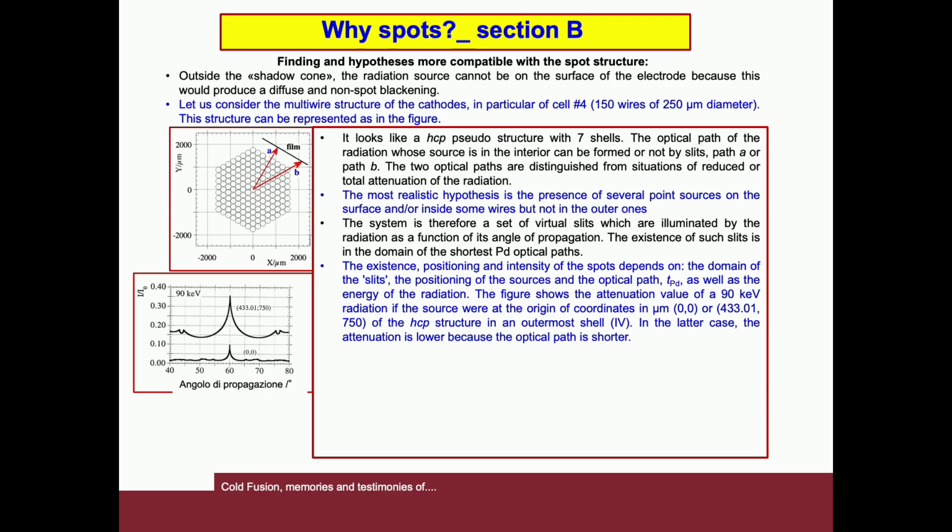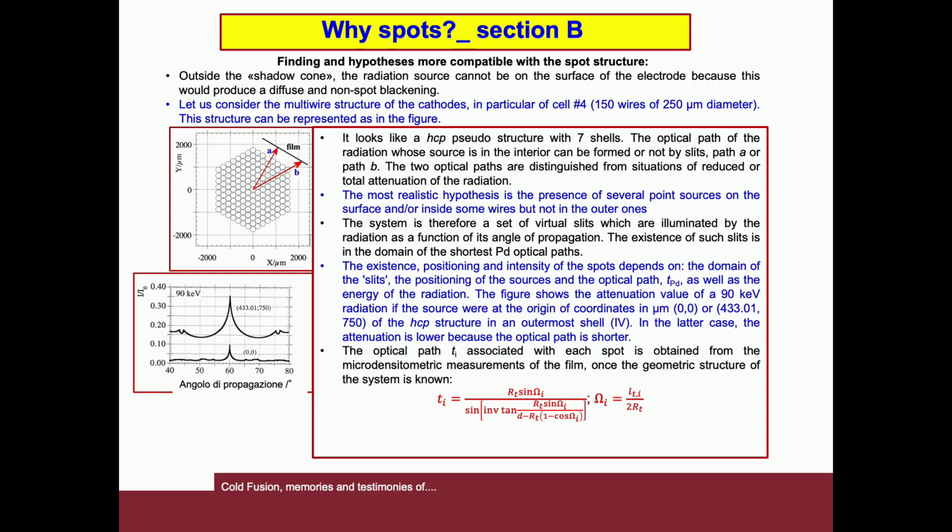The system is therefore a set of virtual slits which are illuminated by the radiation according to its angle of propagation. The existence of such slits is in the domain of the shortest palladium optical paths. The existence, positioning, and intensity of the spots depend on the domain of the slits, on the positioning of the sources, and on the optical path, as well as on the energy of the radiation.